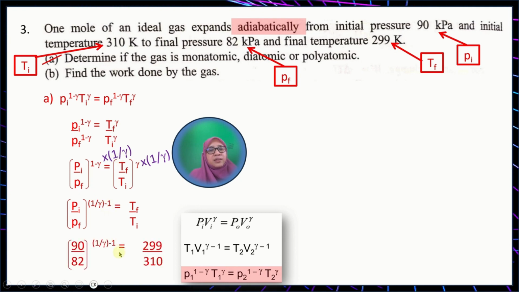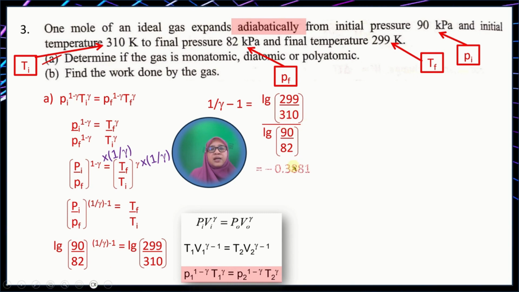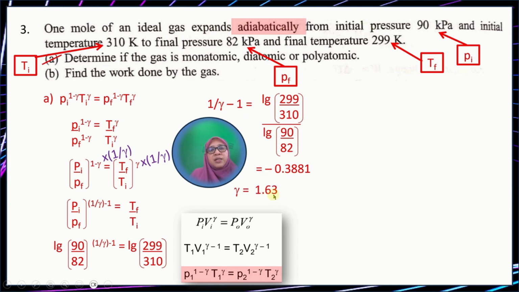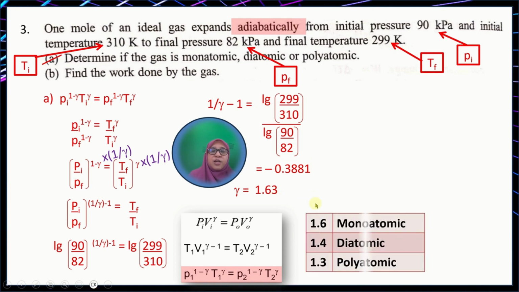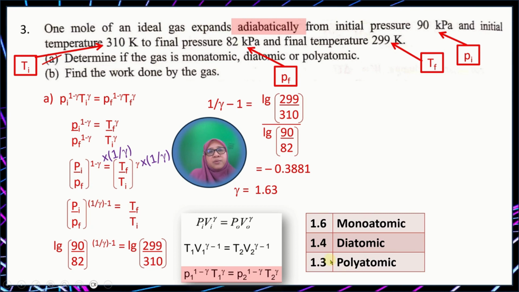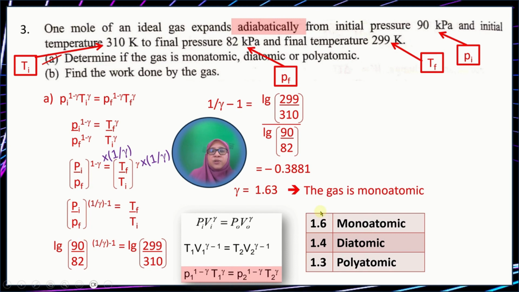Now we can solve using the log rule. We substitute the P and T given, final and initial. Take log both sides, then bring together the logs, and we get negative 0.3881. Bring 1 to the right side, plus 1, and 1 over gamma, so you get gamma equals 1.63. For 1.63, we know this means that the type of gas is monoatomic. So it's a monoatomic gas.